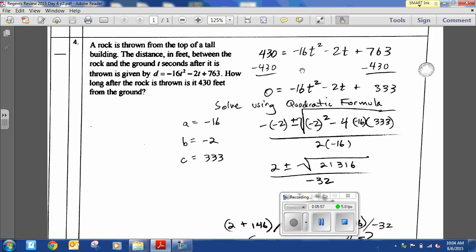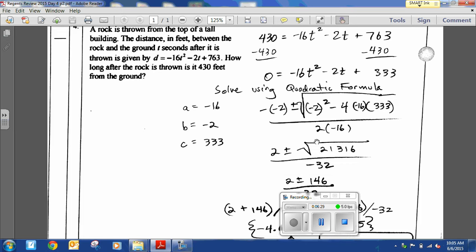We want to put it in standard form, which means we want to get one side solved as 0, so we subtract 430 from both sides. And we end up with negative 16t squared minus 2t plus 333. Now this is not factorable. We could complete the square. I would prefer to use the quadratic formula. So we have a, b, and c identified as our coefficients, and we're going to plug into the quadratic formula as such.